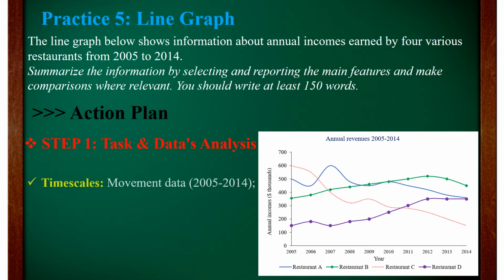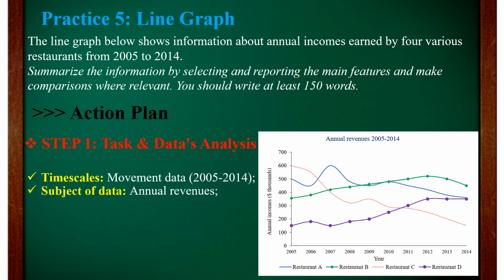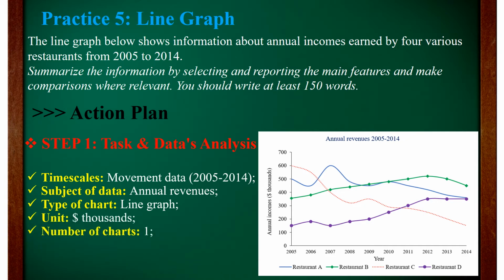For timescale in the exercise data, it measures between 2005 and 2014. So the tenses that might be used here are past simple and past perfect. Turning to subject of data, it's about annual income. Next is type of chart. It's a line graph. Concerning unit here is in $1,000. Then regarding the number of charts, there is one given chart.